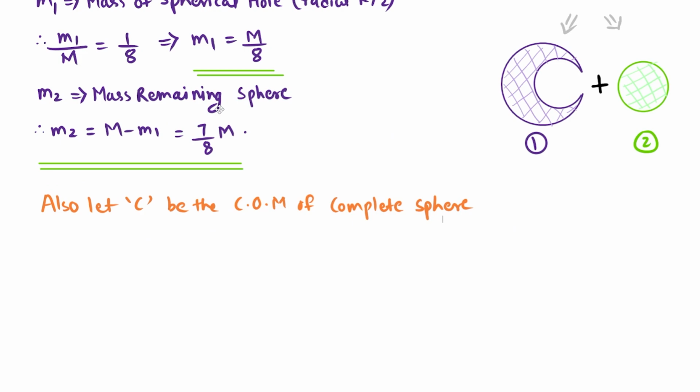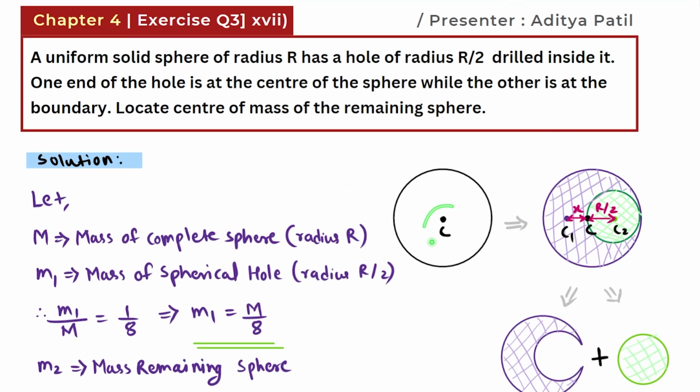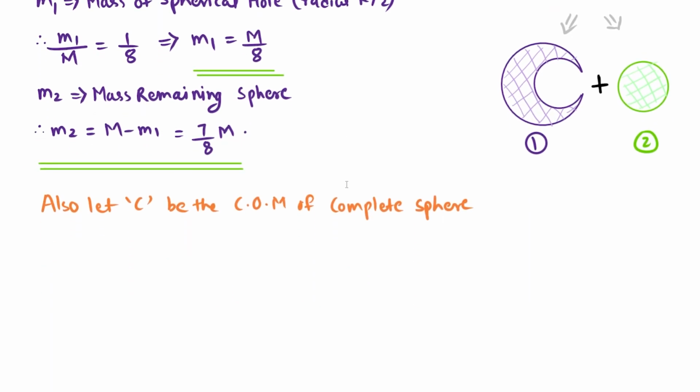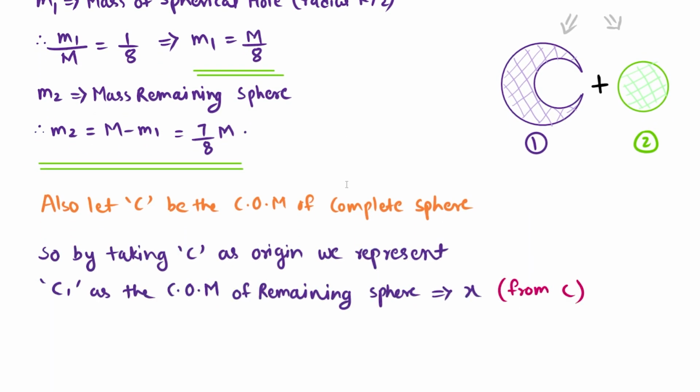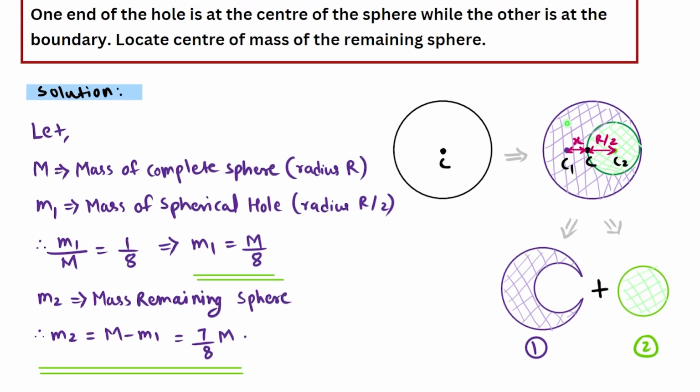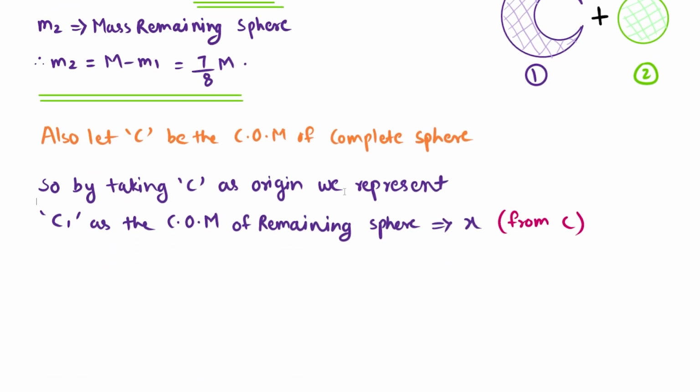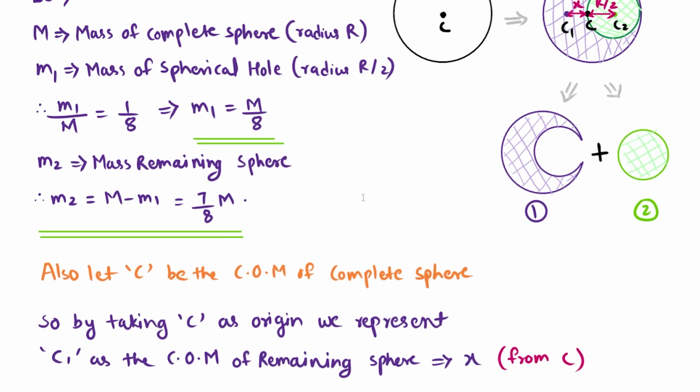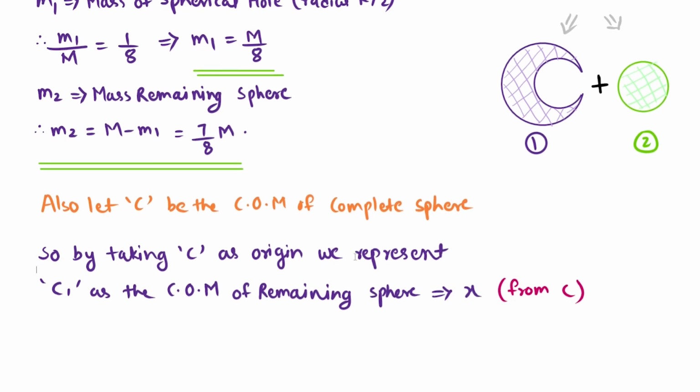Well, we will define, let C be the center of mass for the complete sphere. So that is the original sphere. And based on this, what we are saying is that, taking C as the origin, we will determine the center of mass for the remaining two objects. So we are saying that C1, let that be the center of mass for the remaining sphere, and let it be at a distance x from the original position C. So C1 is at a distance x from our C. So that's what we are defining at this point.